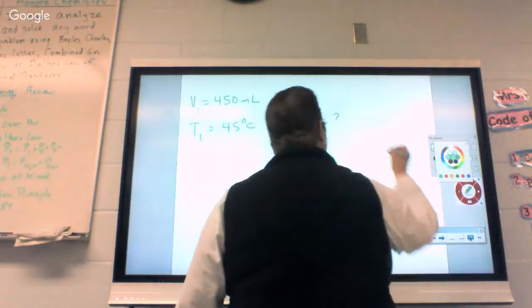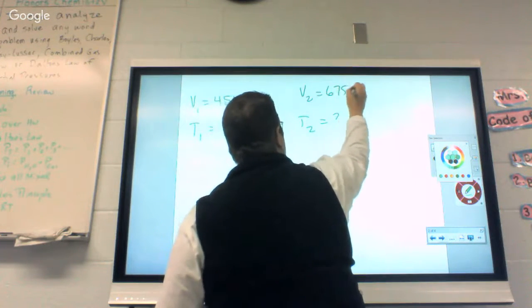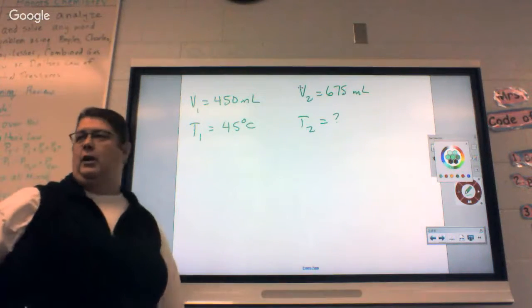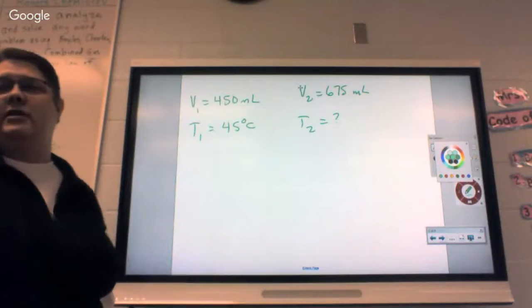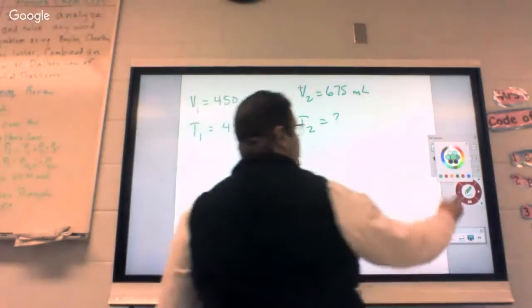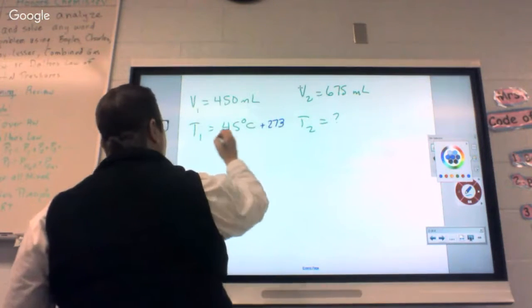675 milliliters. All right, do my volume units match? So I don't have to worry about my volume. Am I good to go on my temperature? No, even though the question says, what is the temperature in Celsius, can I leave it in Celsius? No, it has to be in Kelvin. So I'm going to add my 273 here, and I'm going to get a temperature of what?